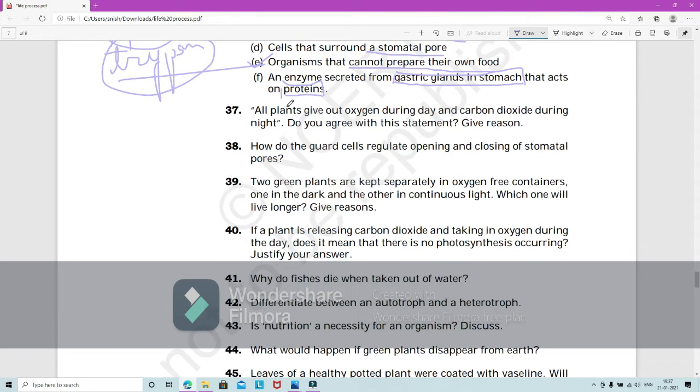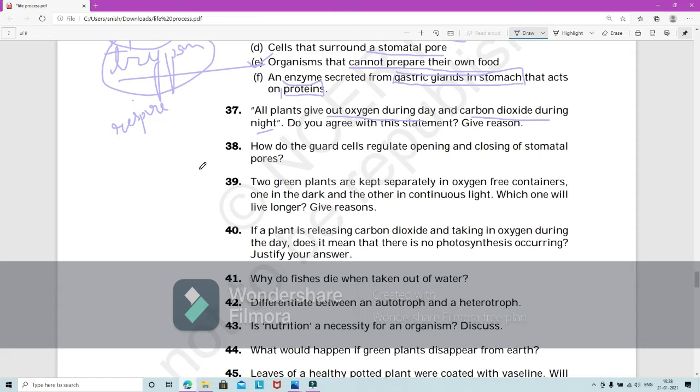Next. 37. All plants give out oxygen during the day and carbon dioxide during the night. Do you agree with the statement? Is it correct? So you can approach this question in two ways. In both the reasons, the statement is wrong. The first opposition that you can give is that plants also respire. The process of respiration also takes place in the plants. So in that case, the plants will absorb oxygen just like us, and they'll give out carbon dioxide. Okay, so the reverse can also happen. That is one definition that you can give.